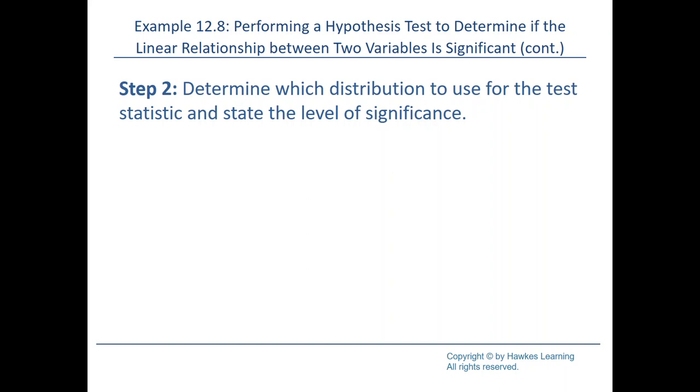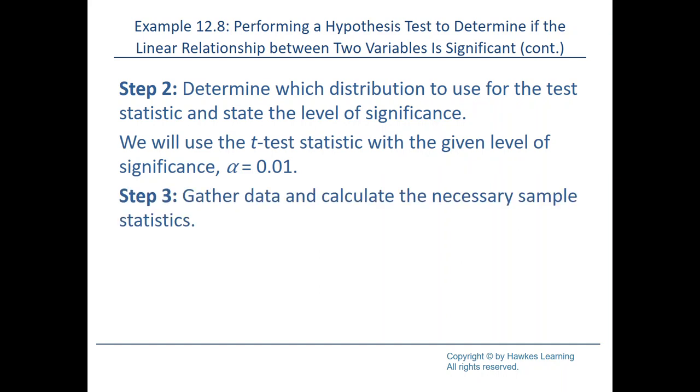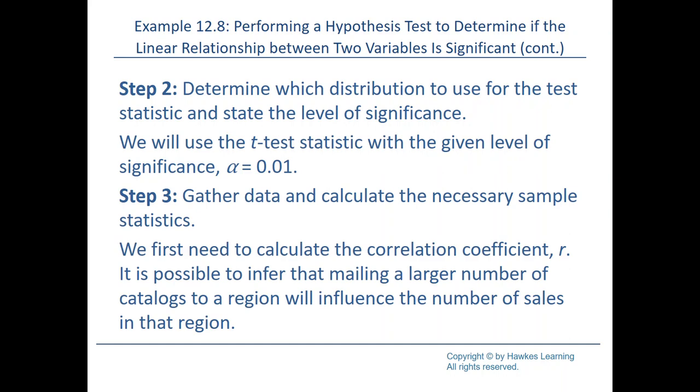Again, determine what type of testing. We're going to be using a t-test here, and our level of significance was given to us, which was 0.01. Now we're going to gather our data, and as we gather our data, the first thing we want to do is calculate our correlation coefficient.